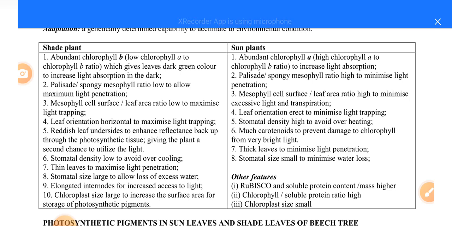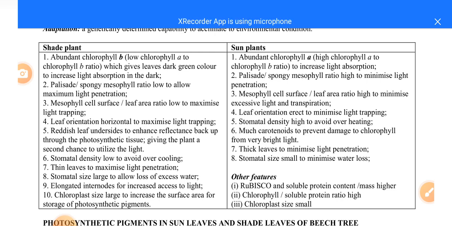Then number 2, the palisade to spongy mesophyll ratio is high to minimize light penetration. Then number 3, when we look at the mesophyll cell surface to leaf area ratio, it is high to minimize excessive light and transpiration. Then number 4, the leaf orientation is erect to minimize light trapping.